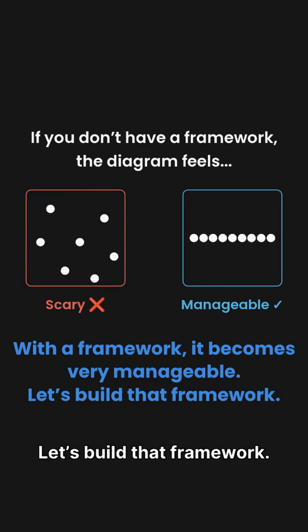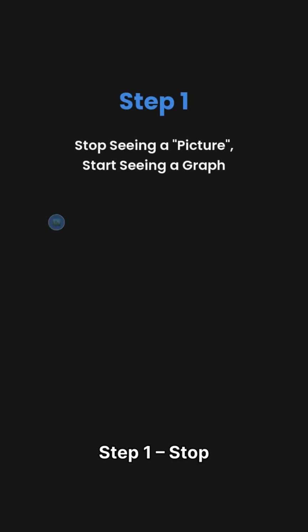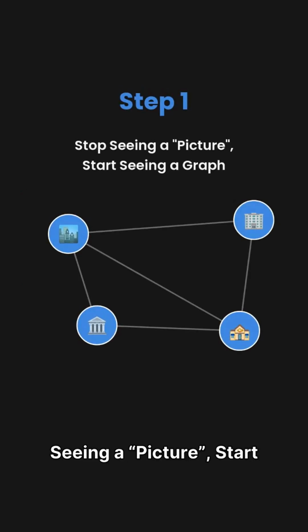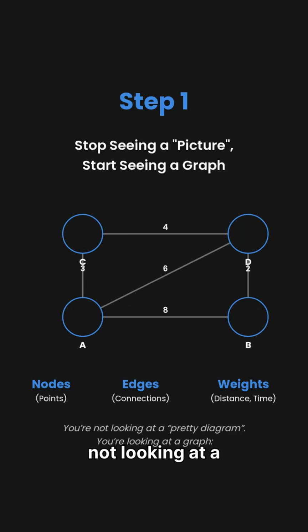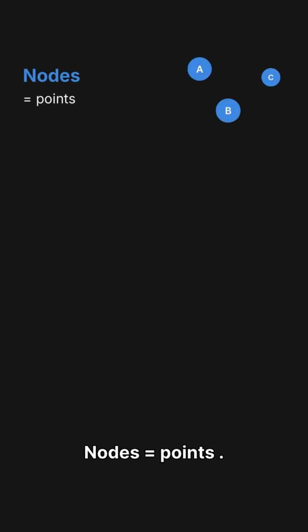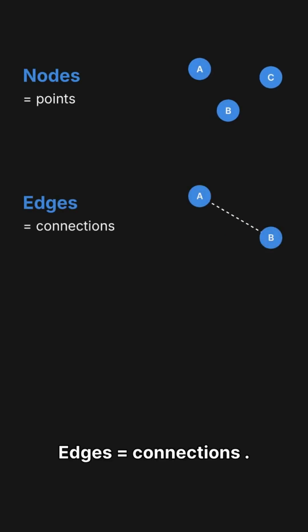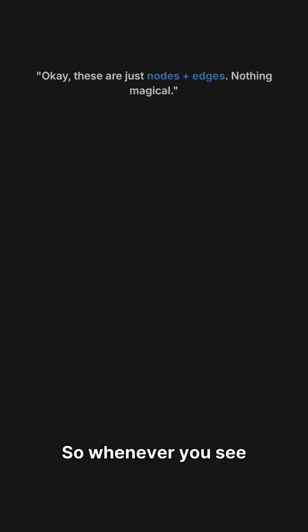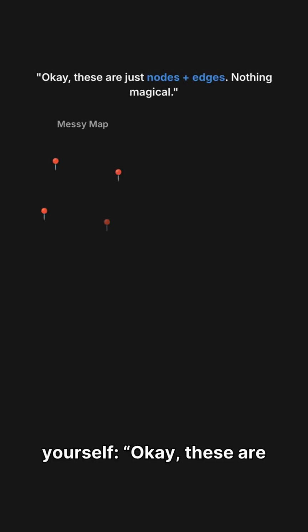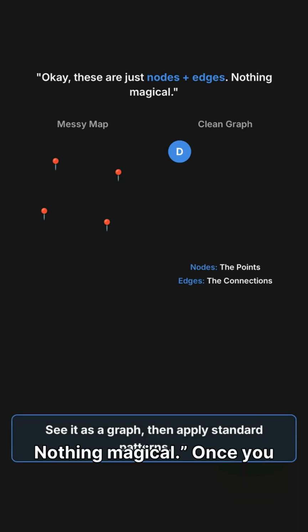Let's build that framework. Step 1. Stop seeing a picture. Start seeing a graph. First mental shift. You're not looking at a pretty diagram. You're looking at a graph. Nodes equal points. Edges equal connections. Sometimes edges have weights. So whenever you see a messy map, tell yourself, okay, these are just nodes plus edges. Nothing magical. Once you see it as a graph, you can apply standard patterns.